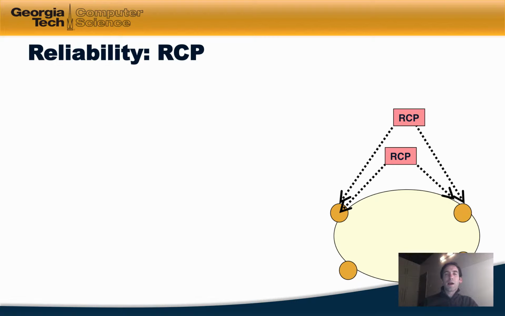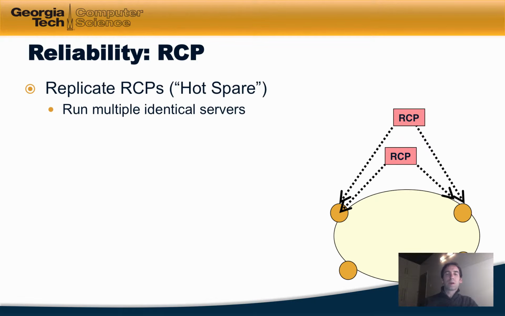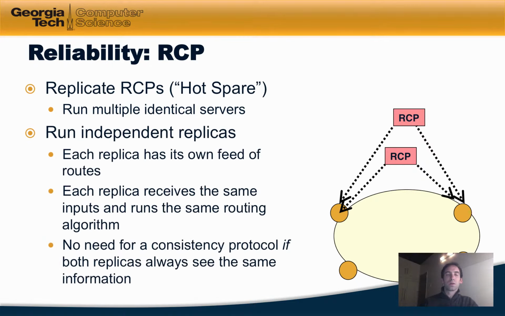Let's now take a look at how these systems tackle a second challenge, that of reliability. So one particular approach to reliability is to simply replicate. So the RCP design advocates having a hot spare, whereby multiple identical RCP servers essentially run in parallel, and the backup or standby RCP could take over in the event that the primary fails.